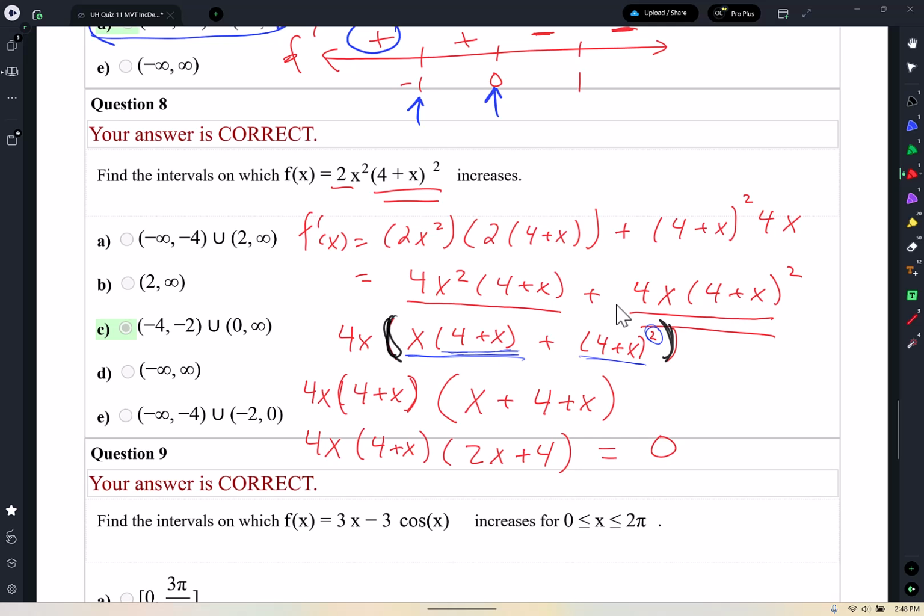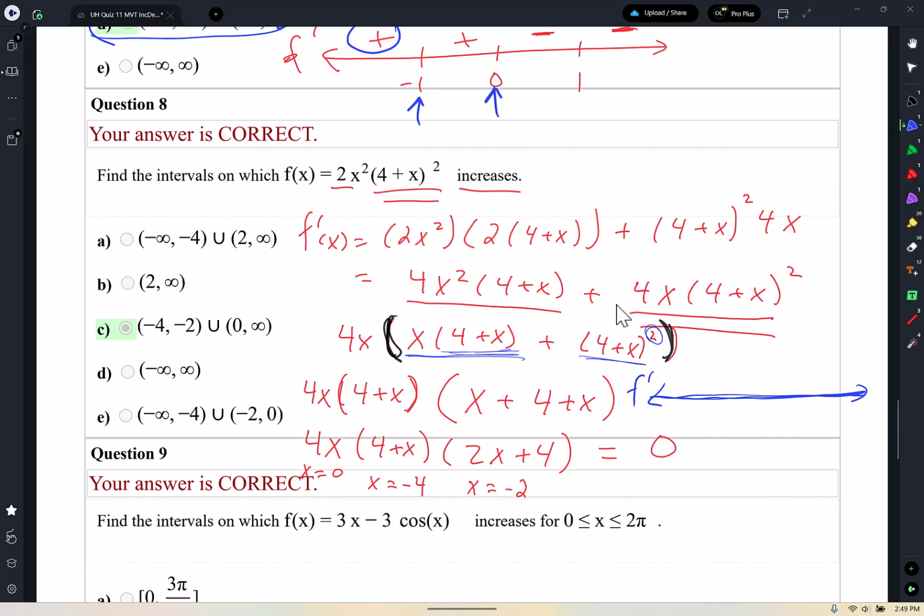So here are my critical numbers for increases. I have 1 at 0. I have 1 at negative 4 because I'm looking where I get 0, right? 0 times anything is 0. And I have 1 more at negative 2. Do you guys see that? Those are the values that will make that a 0. So here's my sign chart. I'm going to put my sign chart right here in blue. It goes forever to the left, forever to the right. And this is F prime.